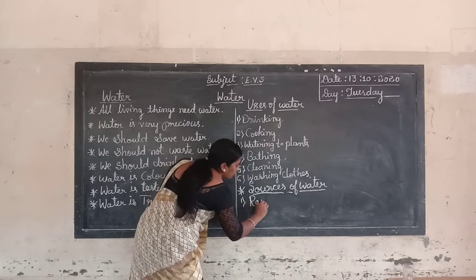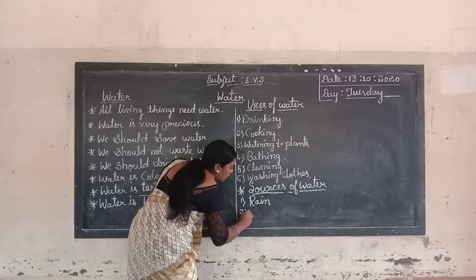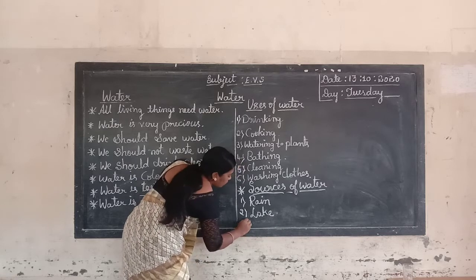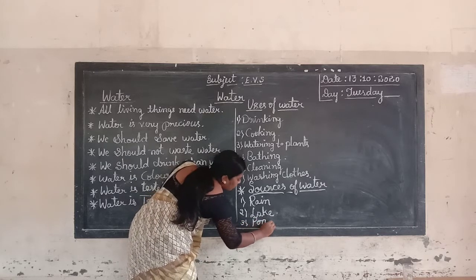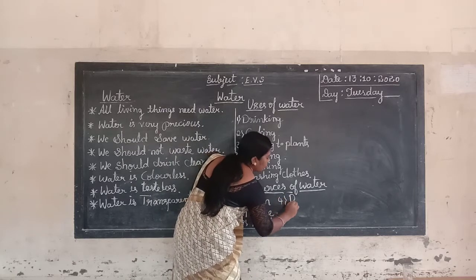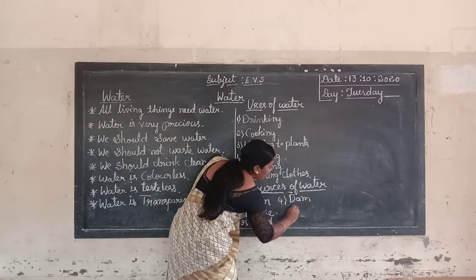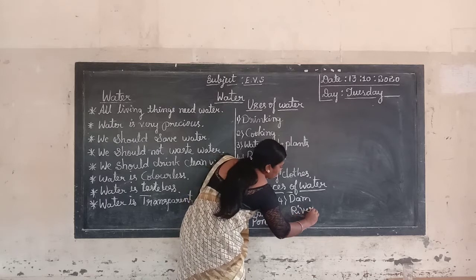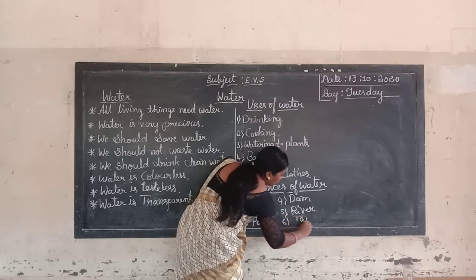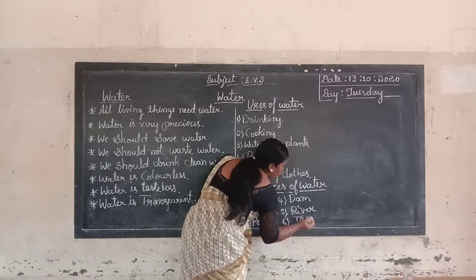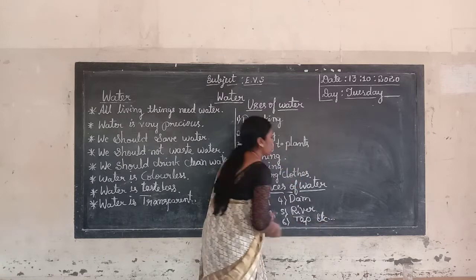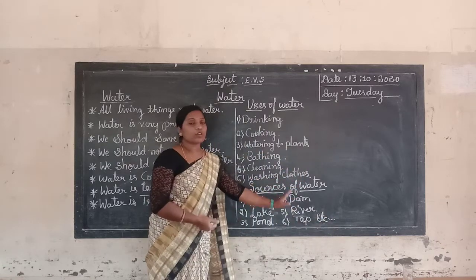Rain. Lake. Pond. Dam. River. Tap. Falls, etc. So these are the sources of water.